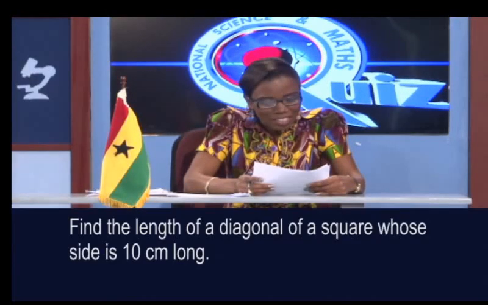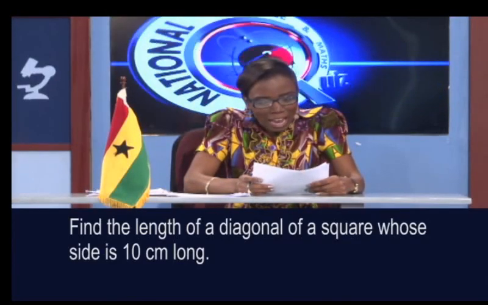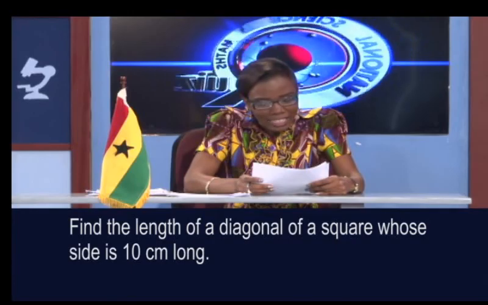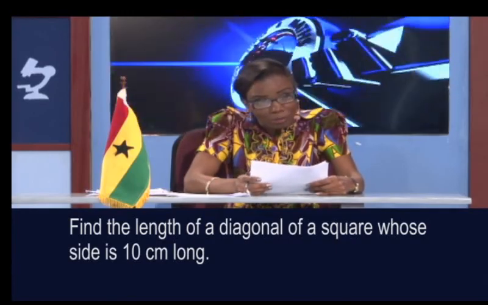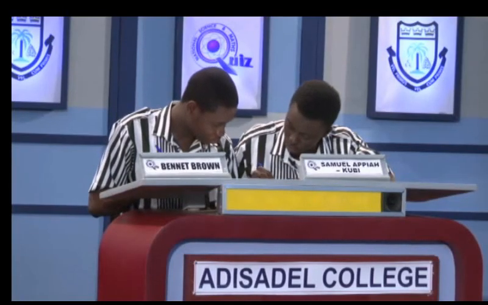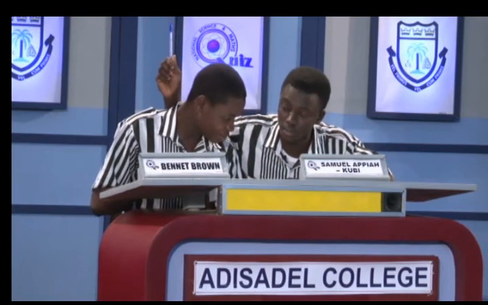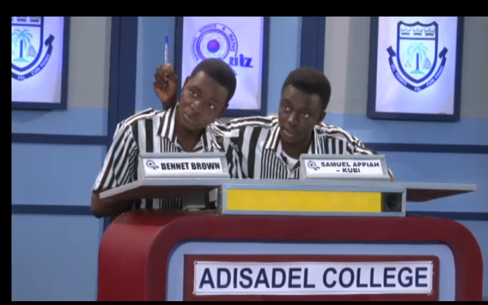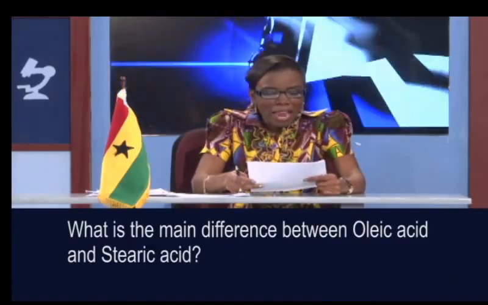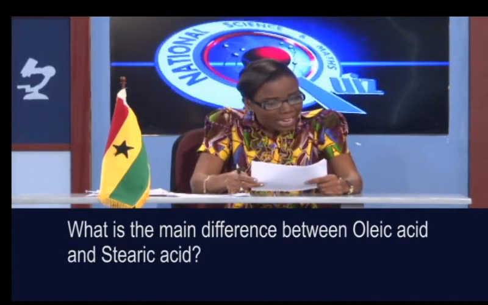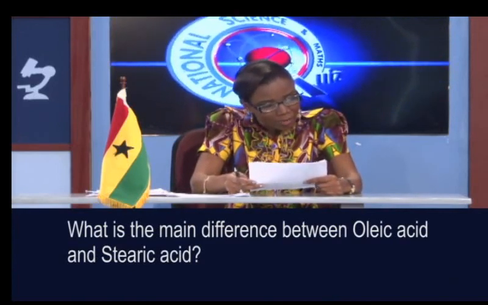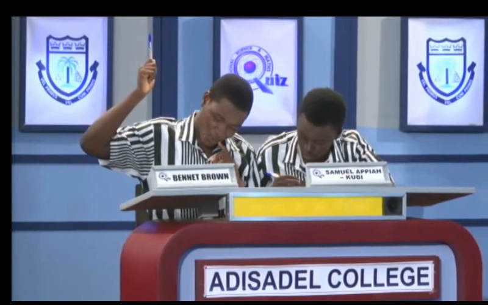Adisadel. Find the length of a diagonal of a square whose side is 10 centimeters long. Yes, Apia Kubi. 10 root 2 centimeters. You're right. What is the main difference between oleic acid and stearic acid? Yes, Bennett. Oleic acid is unsaturated, whereas stearic acid is saturated. Yes.